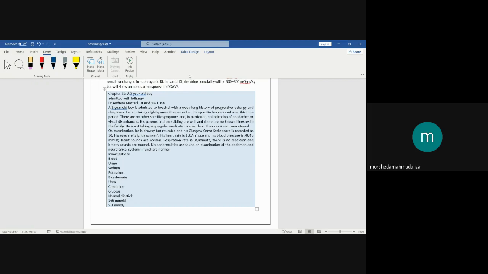A 3-year-old boy is admitted to the hospital with a week-long history of progressive lethargy and sleepiness. He is drinking slightly more than usual, but his appetite is reduced over this time. There are no other specific symptoms, and in particular no headaches or visual disturbance. His parents and one sibling are well. There is no known illness in the family. He is not taking any regular medication apart from occasional paracetamol.